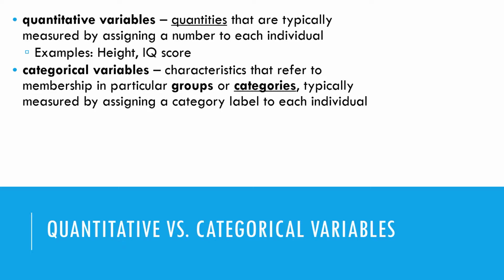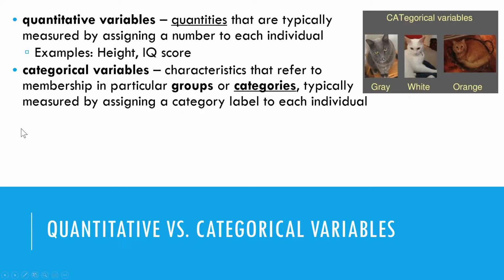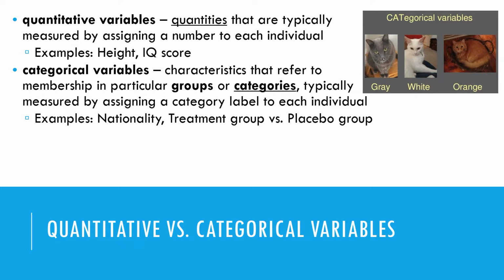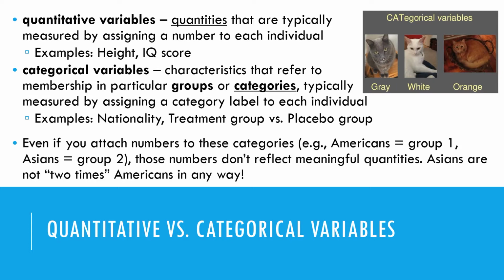Variables can be either quantitative or categorical. A quantitative variable is a quantity, such as height, that is typically measured by assigning a number to each individual. Other examples of quantitative variables include people's level of talkativeness, how depressed they are, and the number of siblings they have. A categorical variable is a quality, such as a chosen major, and is typically measured by assigning a category label to each individual. So for example, psychology, English, or nursing majors. Other examples include people's nationality, their occupation, and whether they're receiving psychotherapy.